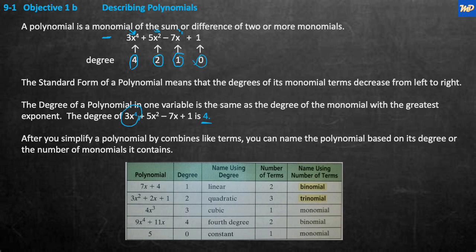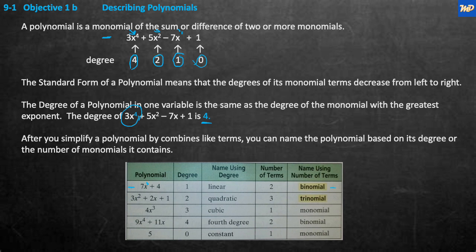After you simplify a polynomial and combine the like terms, you can name the polynomial based on its degree or the number of monomials it contains. So let's look at a few. It says polynomial, 7x plus 4 right here. The degree is 1 because it's x to the first power. The number of terms is 2, 7x and 4. This is a binomial, bi meaning 2. How about this one?